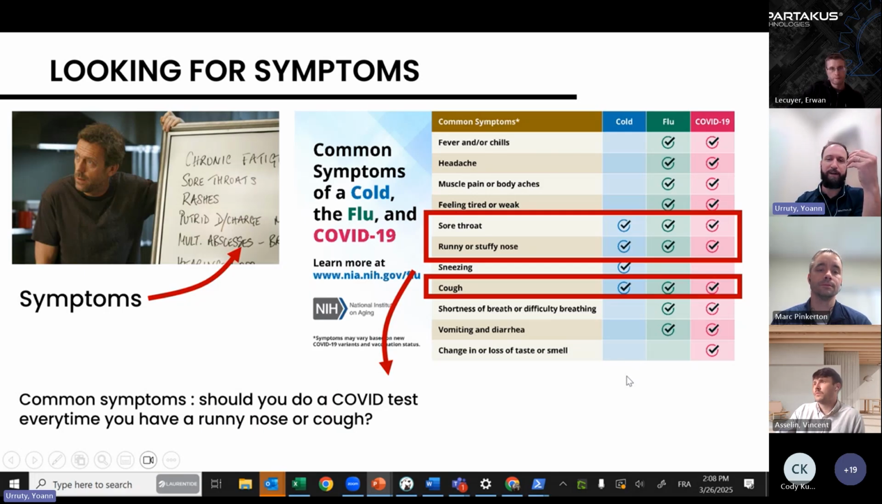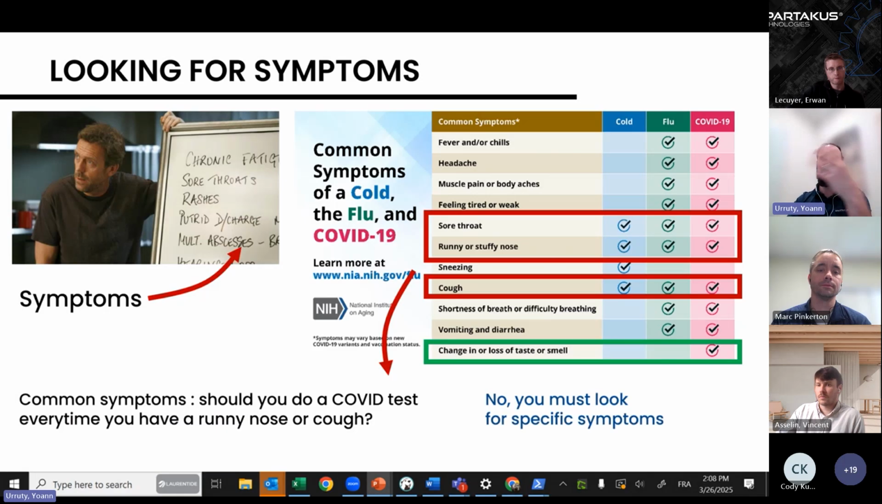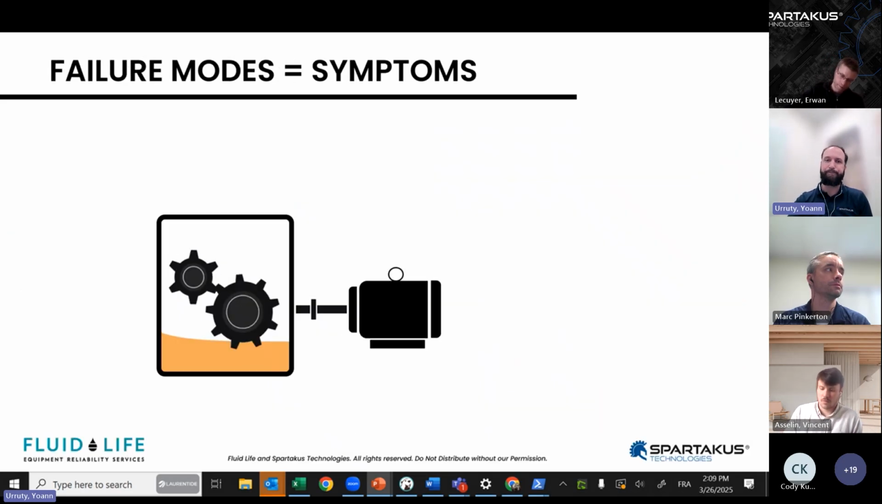But would you run a COVID test every time you have a runny nose or cough? Of course not, right? So you're going to have to look for very specific symptoms, like a change in taste or smell, or even a loss of taste or smell. This would probably pinpoint a bit more towards COVID-19. So really, whether we're talking about vibration analysis or oil analysis, we need to go back to the symptoms, isolate them, and let them speak for themselves.